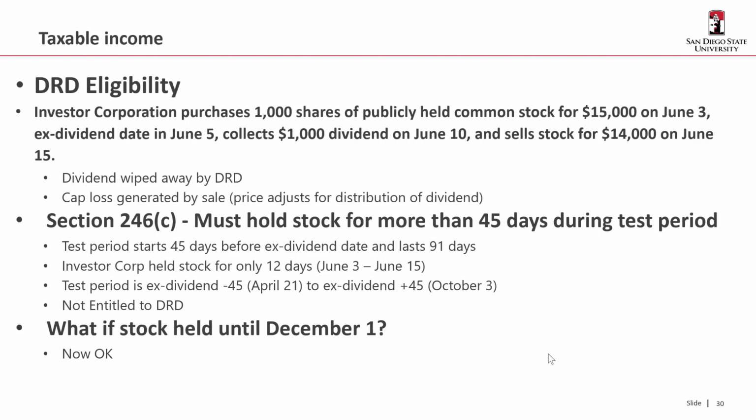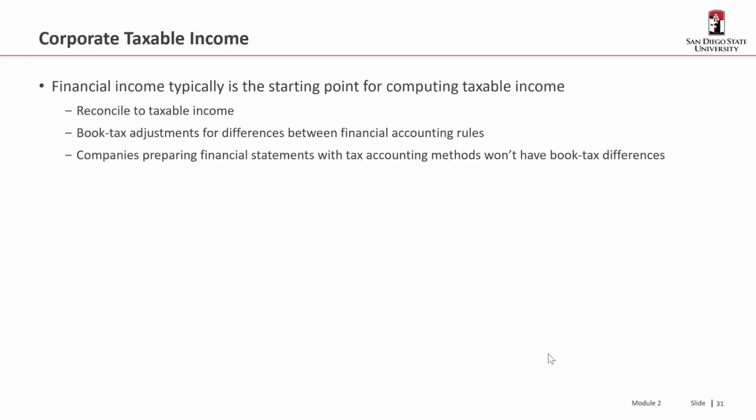So there are some rules about being eligible for the DRD that are related to the underlying ownership of the stock. And the bottom line is you need to have held the stock for more than 45 days during the test period. And the test period relates to when the dividend was declared. And so basically you look at what's called the ex-dividend date. You go back 45 days and make sure that it was held for at least that long. And if so, you're generally entitled to the DRD. So as long as you hold it for long enough, you get the DRD. And if you've only held the stock for a short amount of time, they don't let you take it.